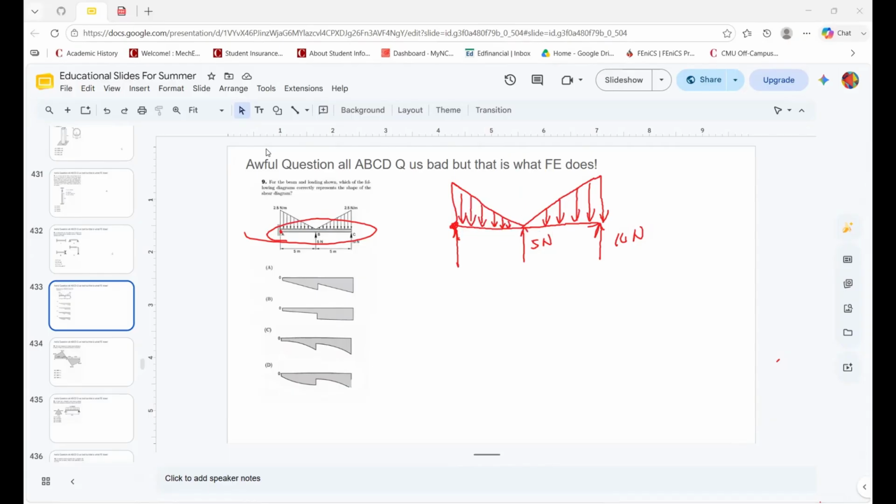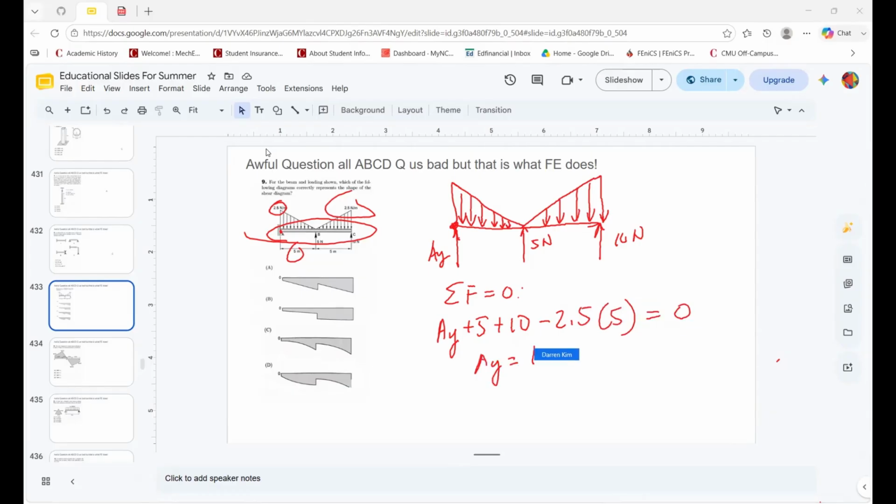So first of all, we start with this diagram. And we understand that we're doing a summation of F, so we can do the summation of F equals 0. So this is Ay. So Ay is going to be positive plus 5 plus 10. It's going to be minus 2.5 multiplied by 5 divided by 2, but there's two of them, so it can be 2.5 multiplied by 5. And that's it. Equals 0. So Ay equals 15 minus plus 2.5, 5 is basically it. Grab your calculator.